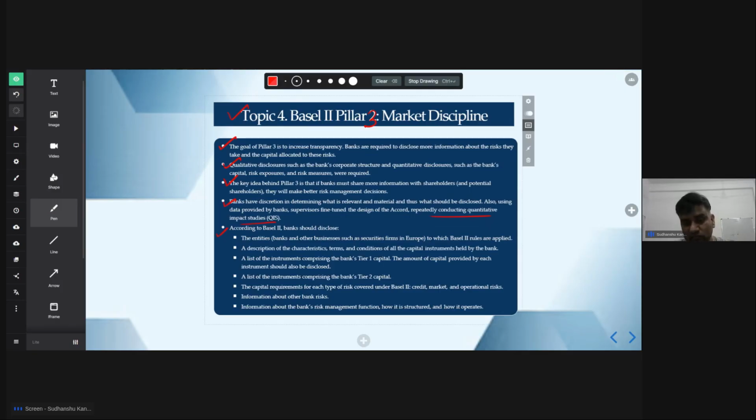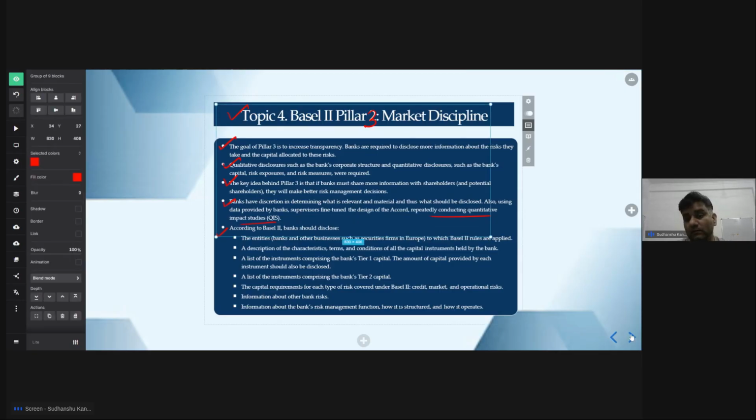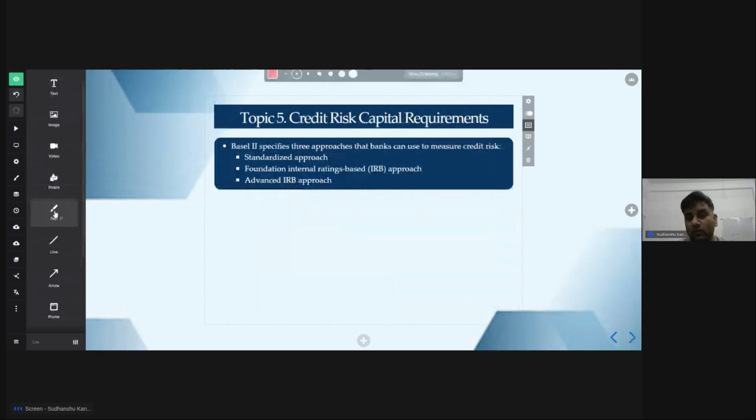The mandatory disclosures include the scope of Basel II application, entities covered under that, details of capital instruments, composition of Tier 1 and Tier 2 capital, capital requirements for credit risk, operational risk, market risk and other material risk, and the structure and operation of the bank's risk management function, right? So that we need to cover in Pillar 3. Okay, market discipline.